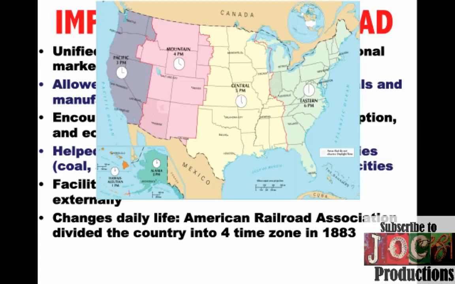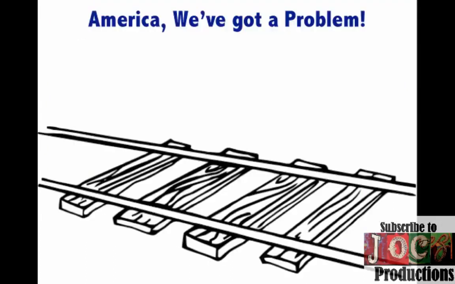In fact, the American Railroad Association divided the country into 4 time zones in 1883 so that there could be greater efficiency, and later on the government would adopt that as well.